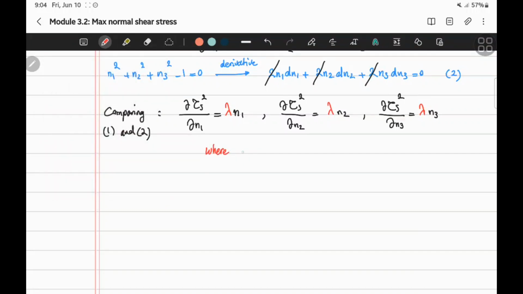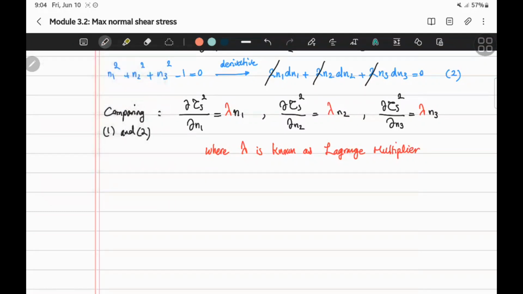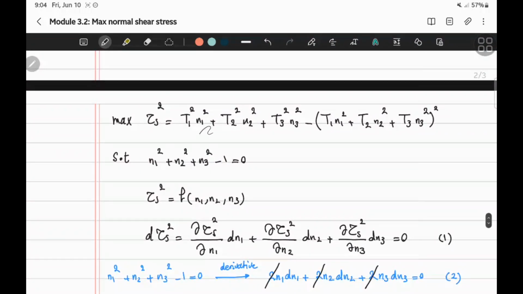So where lambda is known as Lagrange multiplier. So basically we are solving this optimization problem using the Lagrange multiplier. We are breaking this equation into some other equations which we can solve linearly.